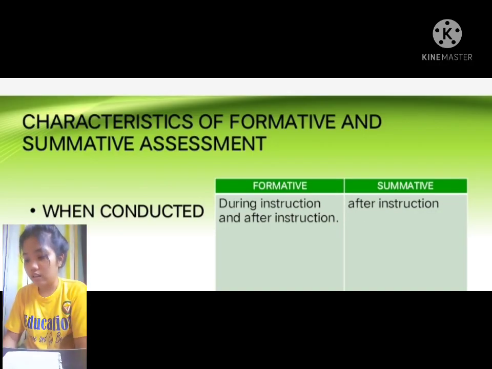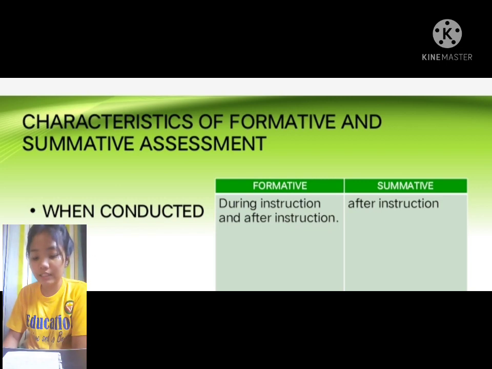Next is when conducted. For formative is during instruction and after instruction. So, nagbibigay ka ng exercises during your discussions para malaman mo kung nakakasunod ba o mas naiintindihan ng mga students mo yung tinatopic yung discussions. Well, sa summative is after instruction. Ito naman, binibigyan mo ng grades yung students mo base sa performance na pinapakita ng mga students mo.